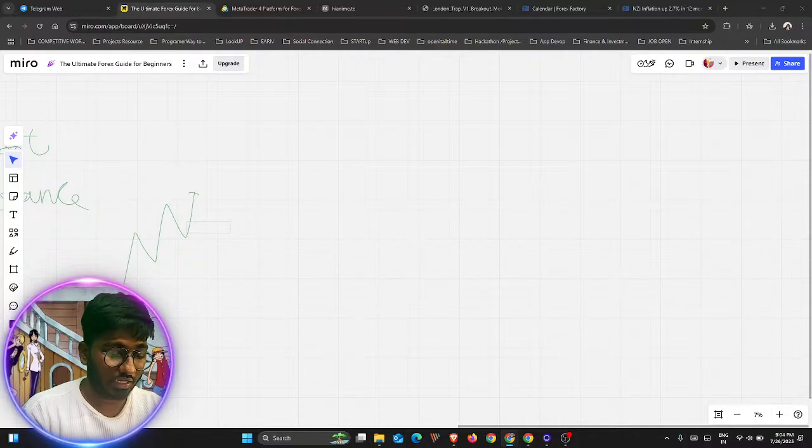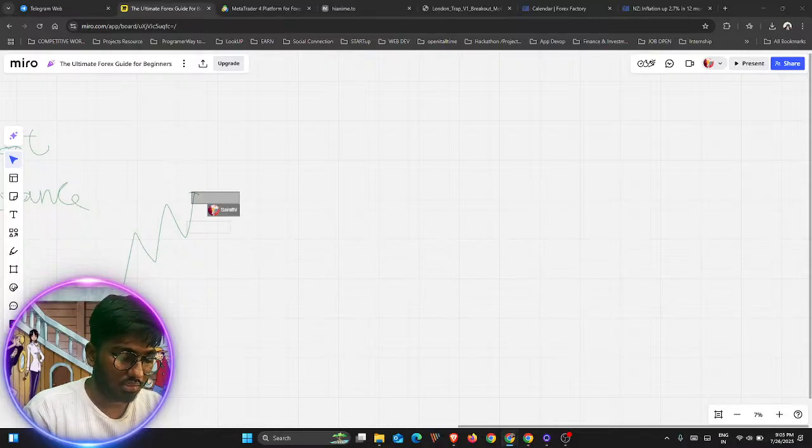Okay, fair value gap will be there. Or, bro, here you can see there is a supply zone or so much stuff, if you look into it.